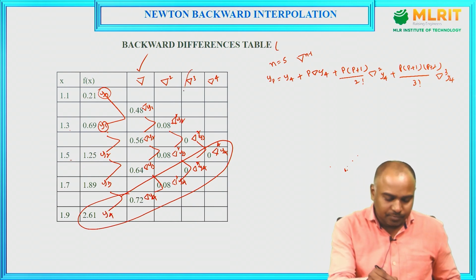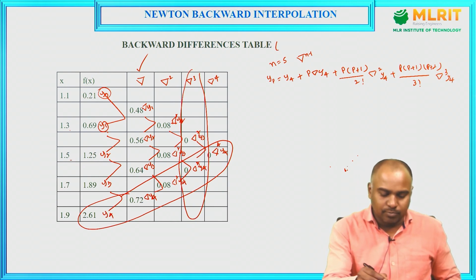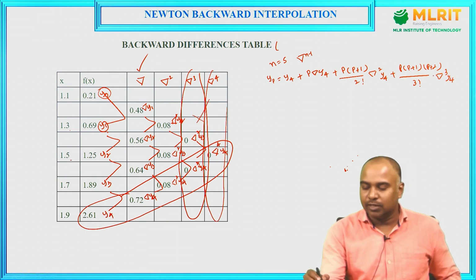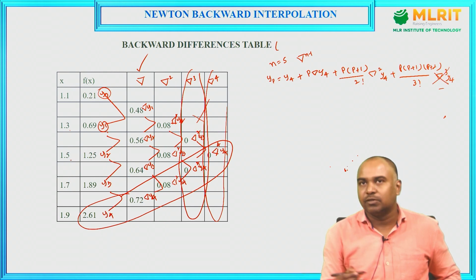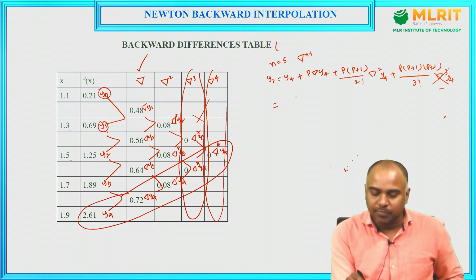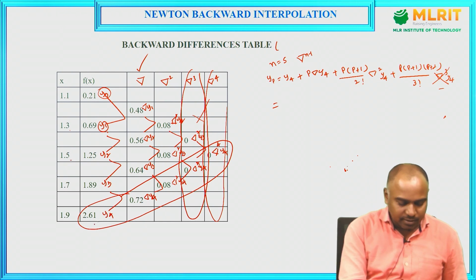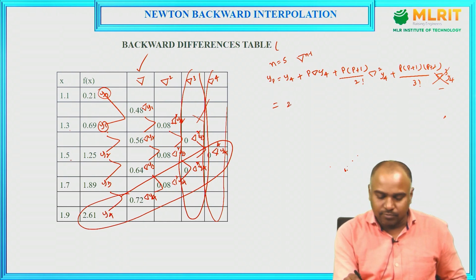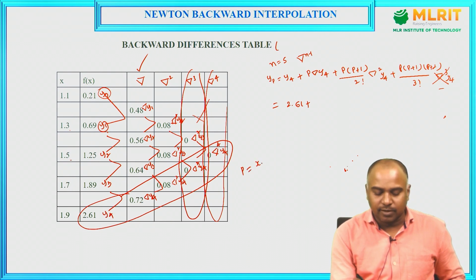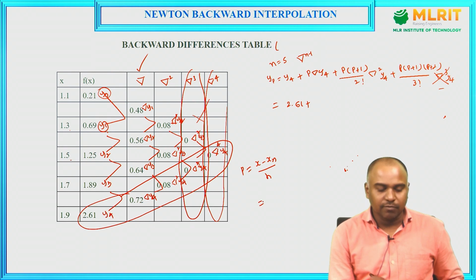If you see the nabla cube y values and nabla power 4 y values, they are all 0. So there is no need to substitute those, because this value is 0, obviously we are going to get 0. So only up to second order values we are going to substitute. So y4 is 2.61, and we need to find the p value. As I said, p value is x minus xn by h.